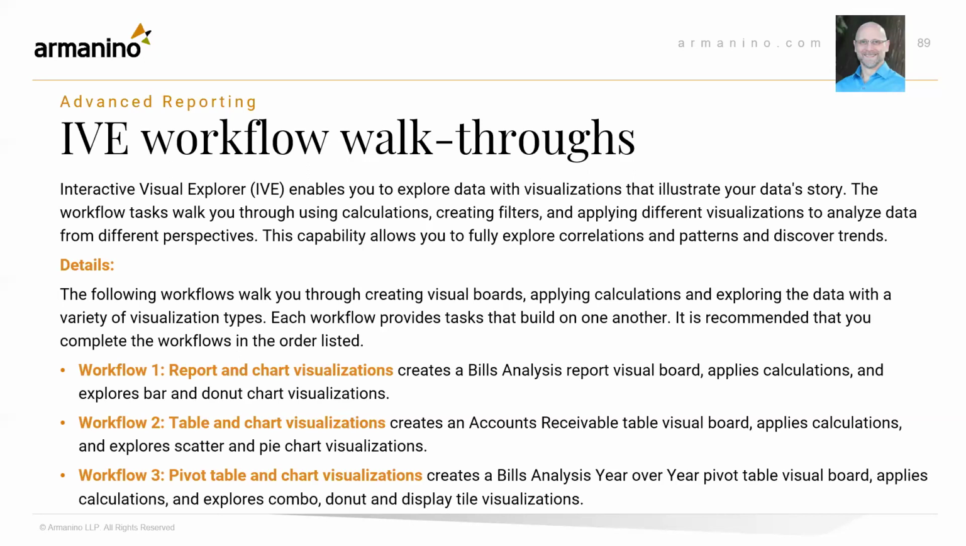Workflow 1, report and chart visualizations, creates a bill analysis report visual board, applies calculations, and explores bar and donut chart visualizations. Workflow 2 builds on that. Table and chart visualizations creates an accounts receivable table visual board, applies calculations, and explores scatter and pie chart visualizations. In workflow 3, pivot table and chart visualizations creates a bills analysis year-over-year pivot table visual board, applies calculations, and explores combo, donut, and display tile visualizations. Who doesn't want a donut?